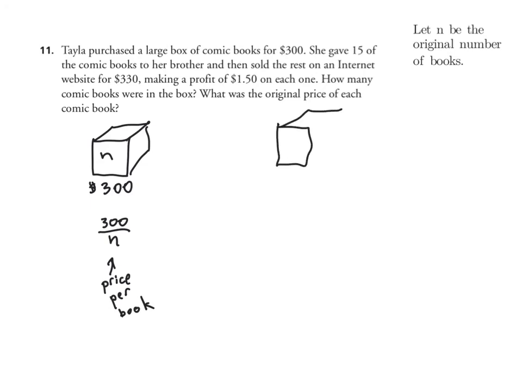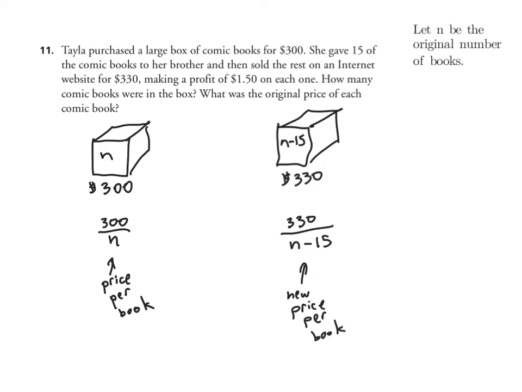Now we got another box, and this time there are fewer books. There are N minus 15 books, and that costs $330. And so each book there costs 330 divided by N minus 15. Right, so that's the new price per book. And we're told that the new price per book is $1.50 more.